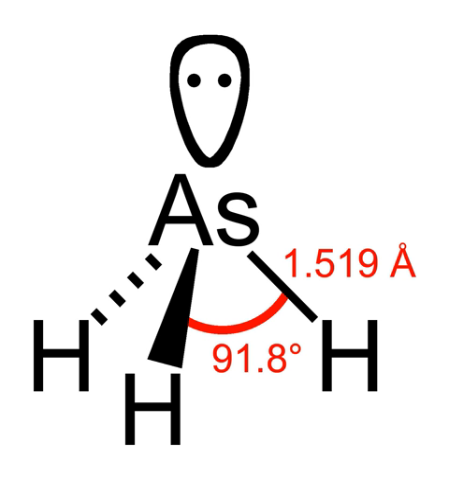Alternatively, sources of As3- react with protonic reagents to also produce this gas. Zinc arsenide and sodium arsenide are suitable precursors. Zn3As2 + 6H+ → 2AsH3 + 3Zn2+. Na3As + 3HBr → AsH3 + 3NaBr.